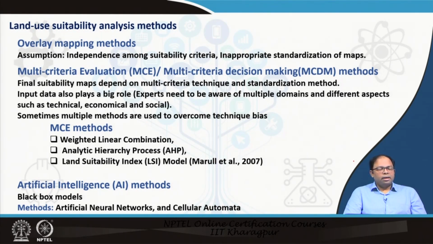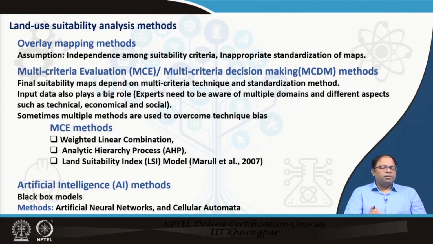And sometimes, to go around this process, we can use different methods to actually evaluate, and then take an average value from all these methods. So the different MC methods could be weighted linear combination, analytic hierarchy process, and land suitability, and then there is also a very specific model like the land suitability index model, which is mostly used for ecological evaluations, but nonetheless it's an important model which gives us a different perspective compared to analytic hierarchy process or a weighted linear combination method.